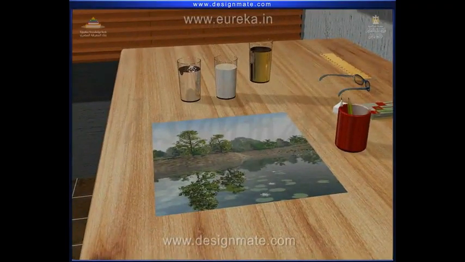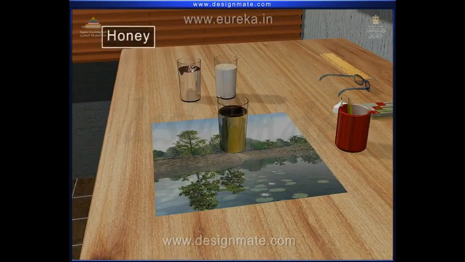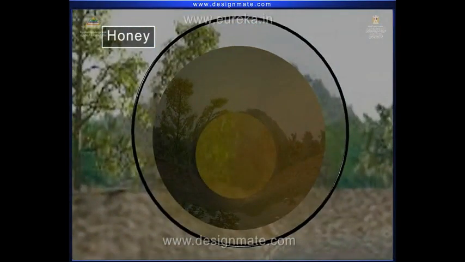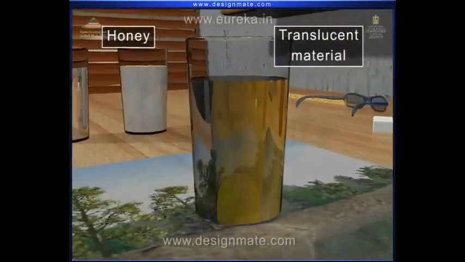Place another glass filled with honey. On looking through it this time, the picture is visible but not clearly. This is because honey is a translucent material.